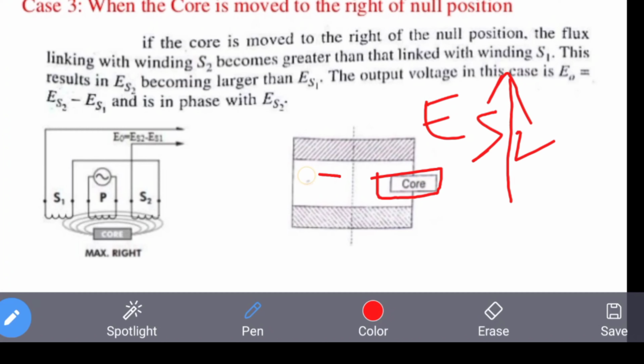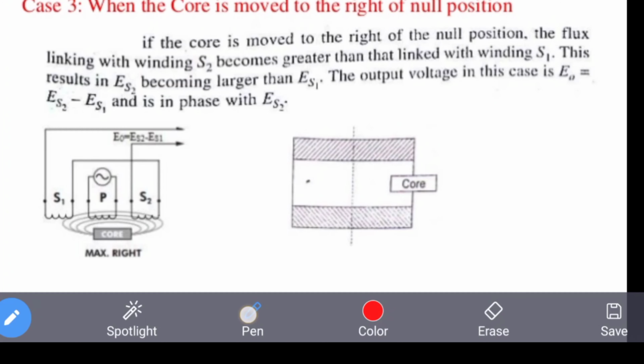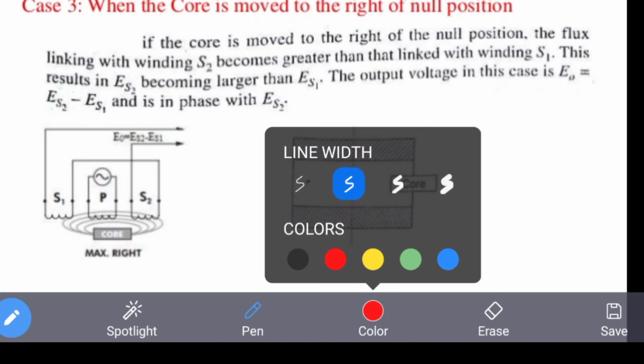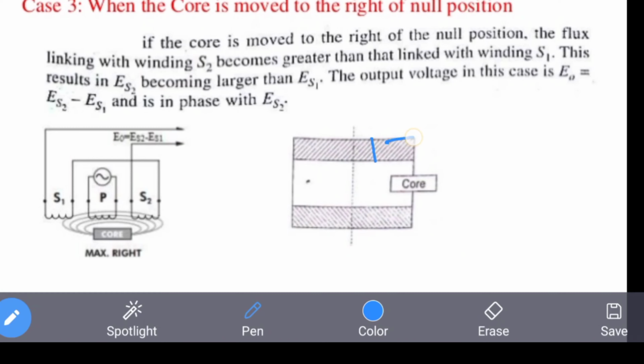Here air is the core. Here, the core is a soft iron core that is coated with nickel and annealed. Due to the movement of the soft iron core into different positions, the flux linking with the secondary winding ES2 increases, that is, the secondary induced EMF will increase in the second coil.